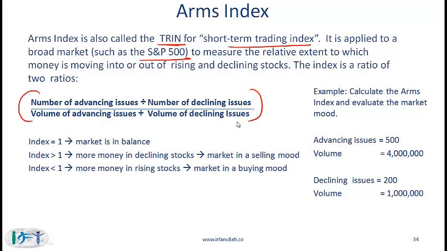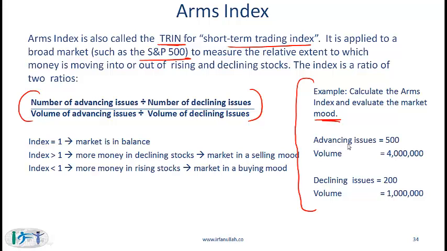You need to learn this. Number of advancing issues divided by number of declining issues, divided by volume of advancing issues divided by volume of declining issues. And to help you understand this formula, I want you to do this example. Calculate the ARMS index and evaluate the market mood.